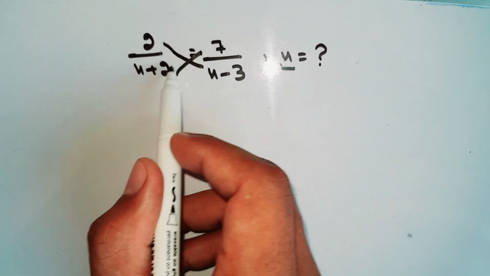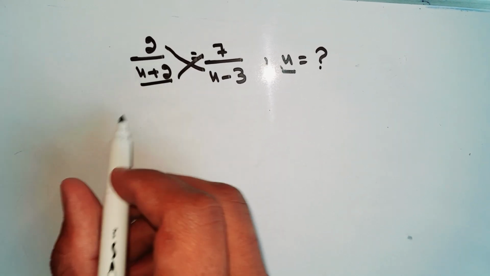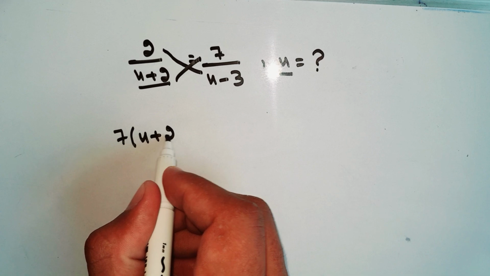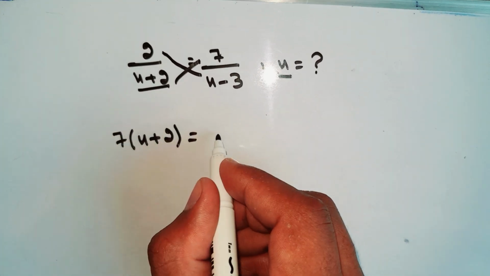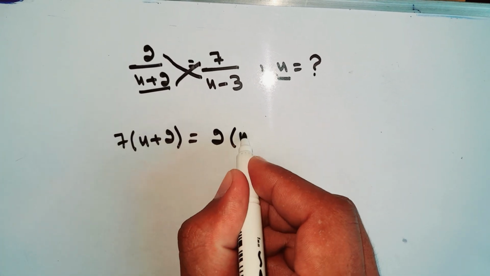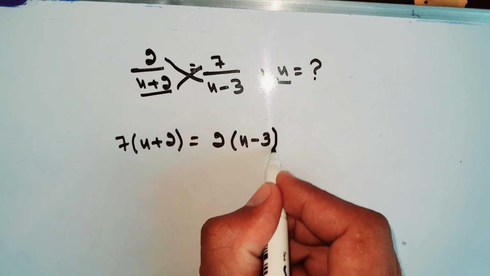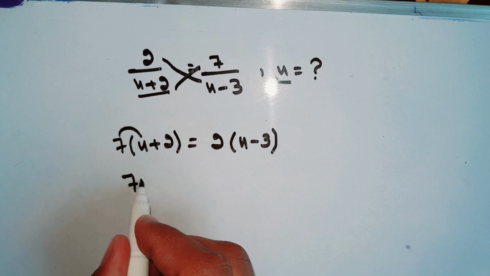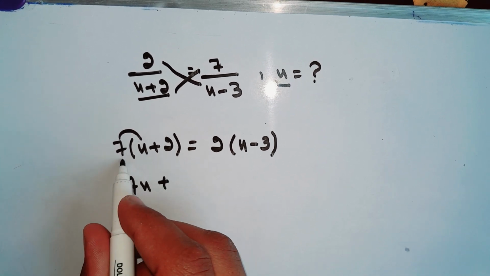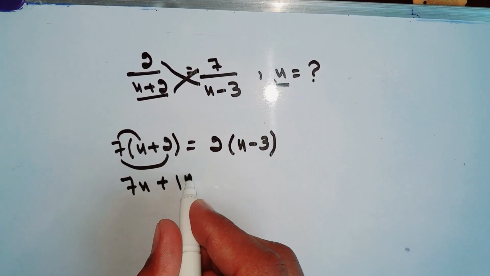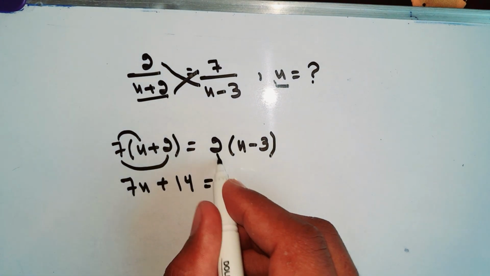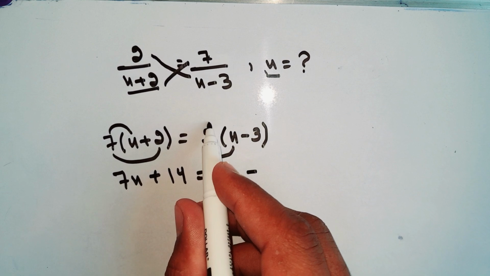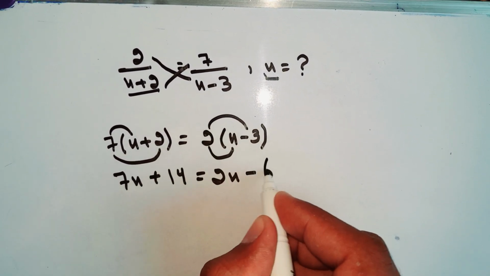So we multiply this 7 with this whole term. So we write 7 bracket x plus 2 equals 2 multiplied by x minus 3. So now we multiply 7 with x, it equals 7x plus 7 times 2 is 14, equals 2x minus 2 times 3 is 6.